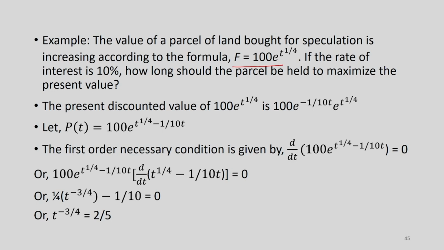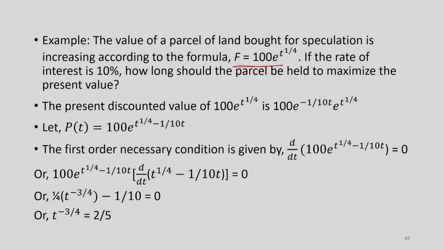Okay. So, here instead of a tree you have a piece of land, and your purpose is not to use that land for your personal use, but you are going to hold the land for speculation. That means its value might increase in future, and if it increases sufficiently, then you are going to sell it and get the money. Okay. And how much the value of the land is increasing with respect to time is given by this formula, right.